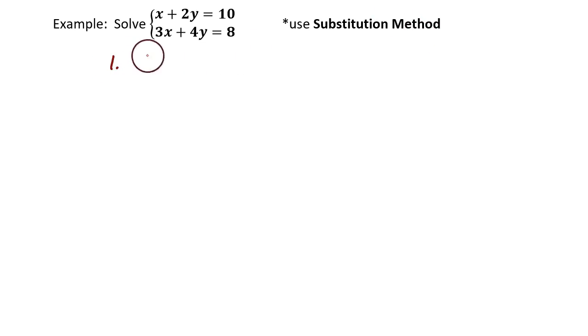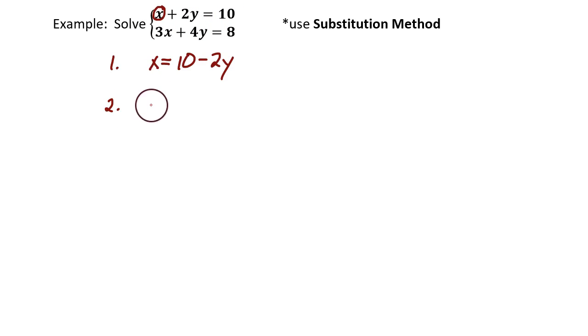Step 1 in substitution method is to solve the first equation for one of its variables. Let's get the letter x alone. To do that, we have to subtract the 2y to the other side. x equals 10 minus 2y is equivalent to the first equation in the system.